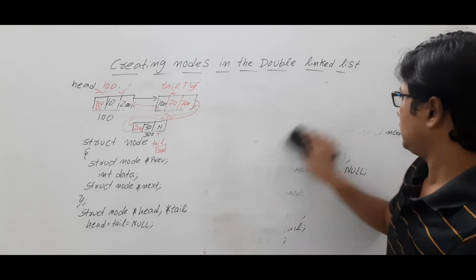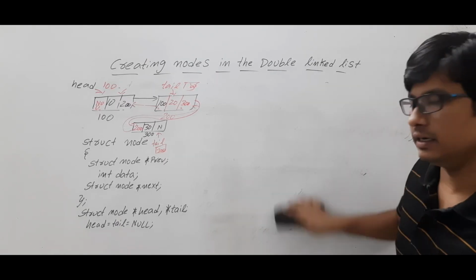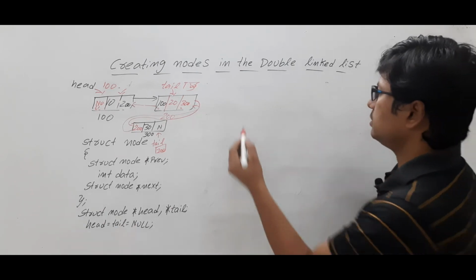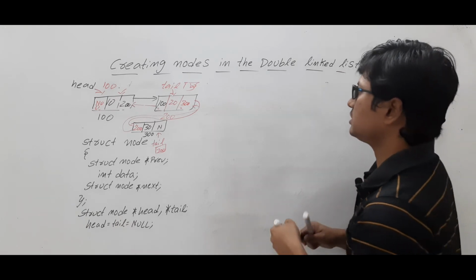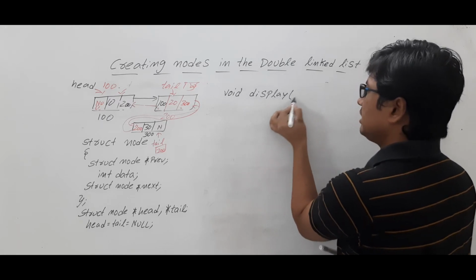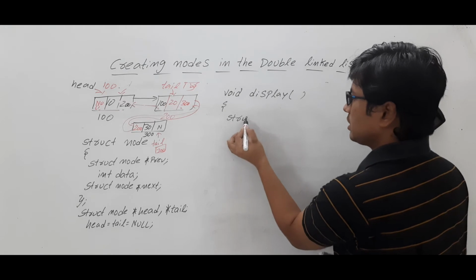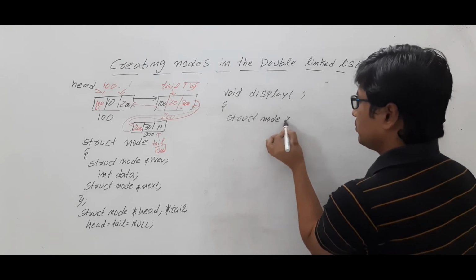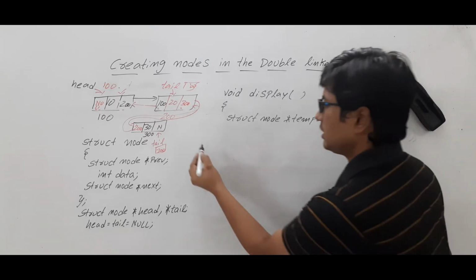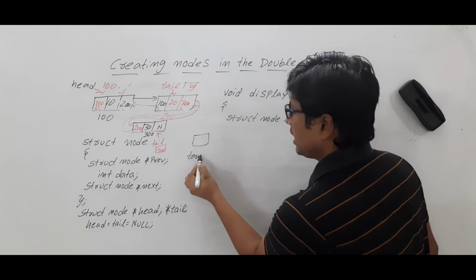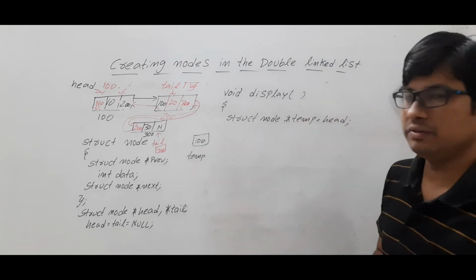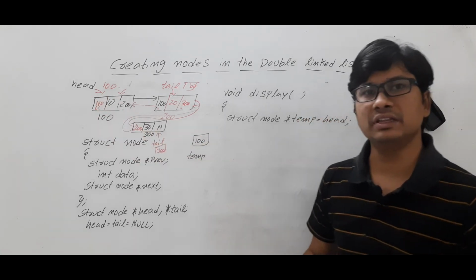How to display the elements in a double linked list. We have successfully created the nodes. Now I want to display the elements in the linked list. So I will write a user defined function called display. So void display, I will create a temporary pointer, struct node star temp. I will assign the value which is in the head. So I am creating one pointer called temp, and I am assigning the address in the head, which is 100. So now this temp is pointing to the first node in the double linked list.